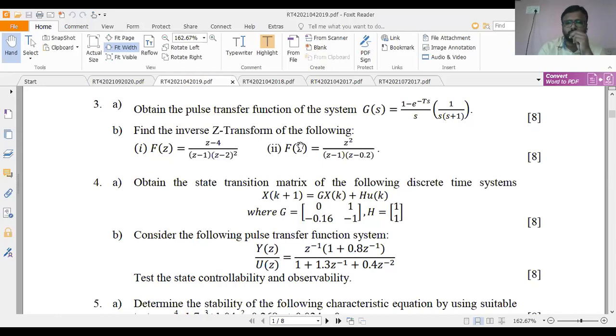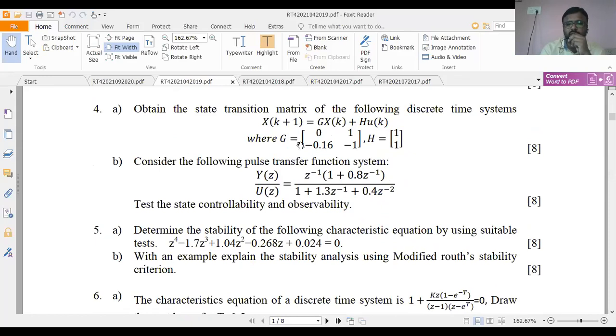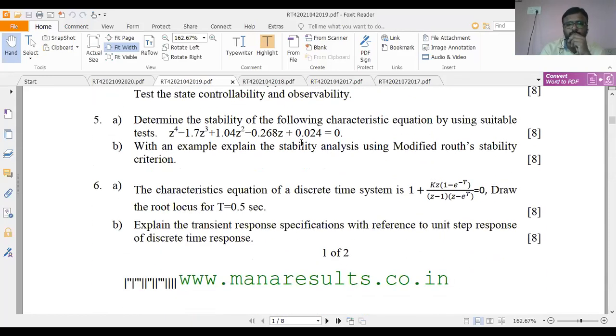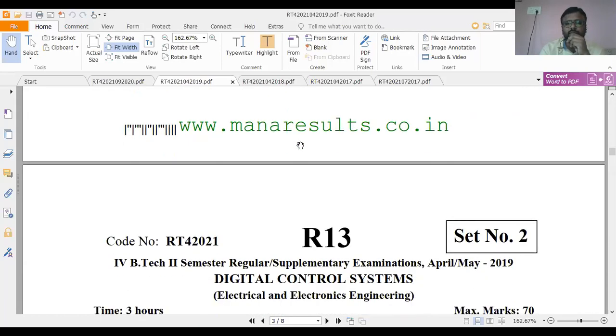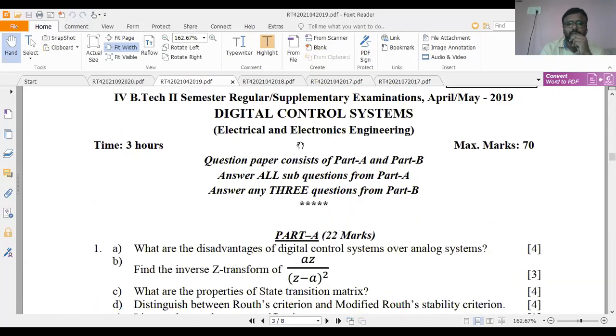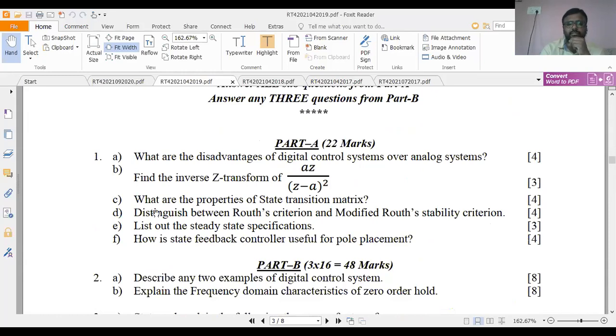Okay, so this is the first set of questions regarding the first question. Coming to the second set, the 2 marks question is: find the inverse Z transform of az divided by (z minus a) whole square.